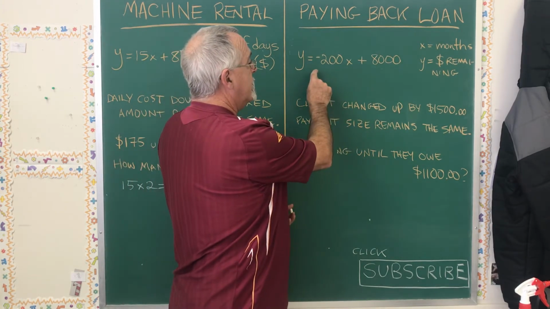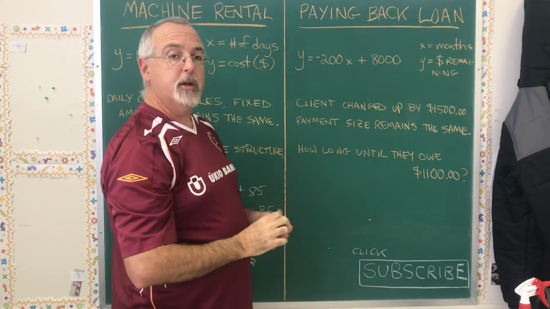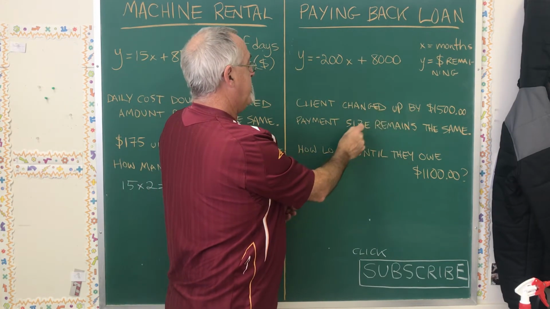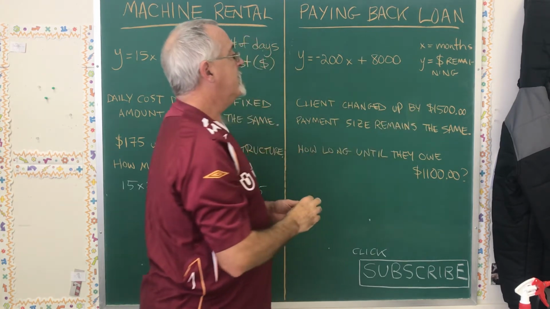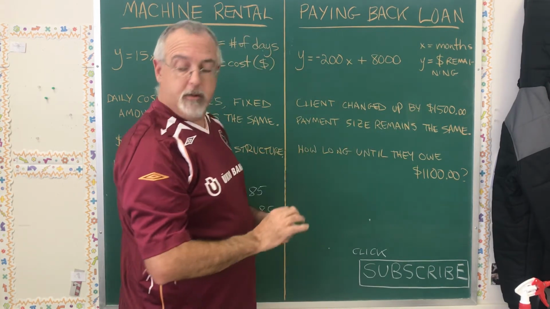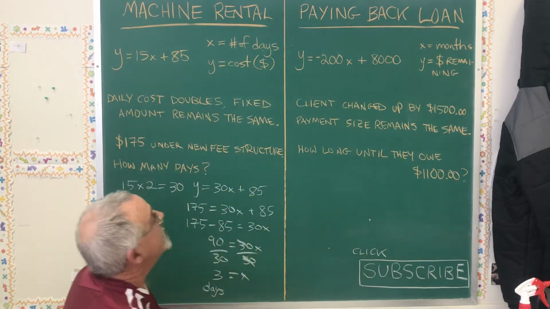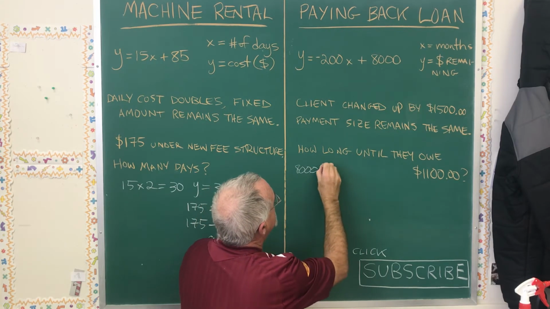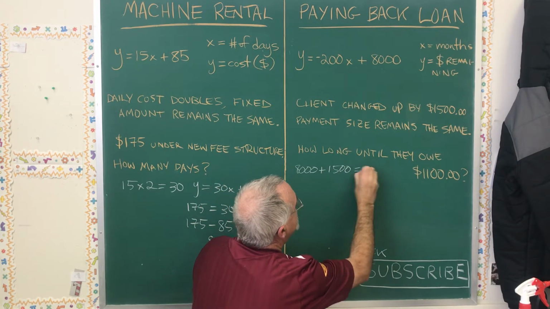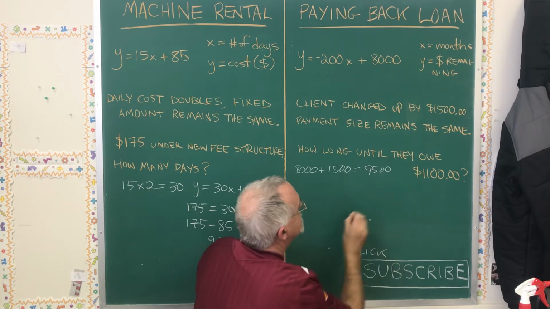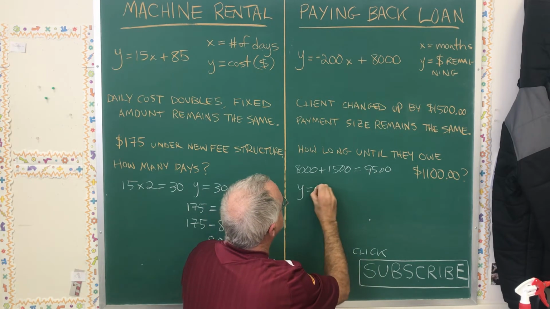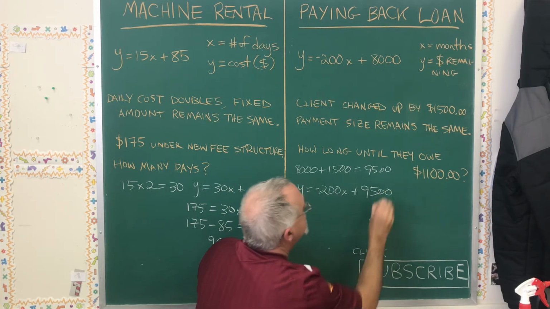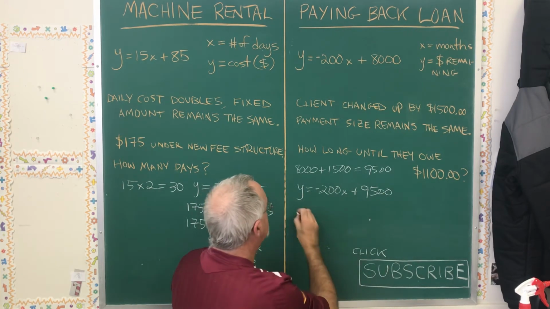We could plug $1,100 into the y position of this equation and get an answer, but it won't be the right answer because we have to change the initial amount borrowed first. So 8,000 was the original amount, and we added 1,500 to it. We now have an initial amount of 9,500, and the equation will be y equals negative 200x plus 9,500. Now we can plug in $1,100 again into the y position.